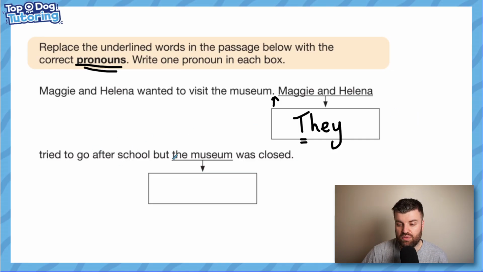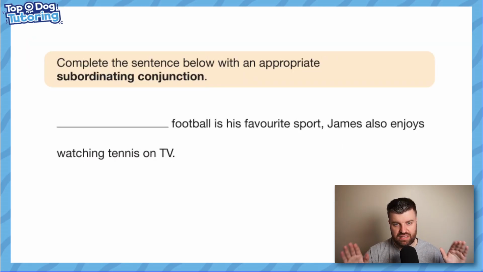Tried to go after school, but was closed. We've already referenced the museum, so you don't need to say the museum again. What could we swap in? Well, the word is it, because it's just an object, just a thing, just a place. Okay, so let's read it through to check. Maggie and Helena wanted to visit the museum. They tried to go after school, but it was closed. It works perfectly. Fantastic. You're going to get a mark.